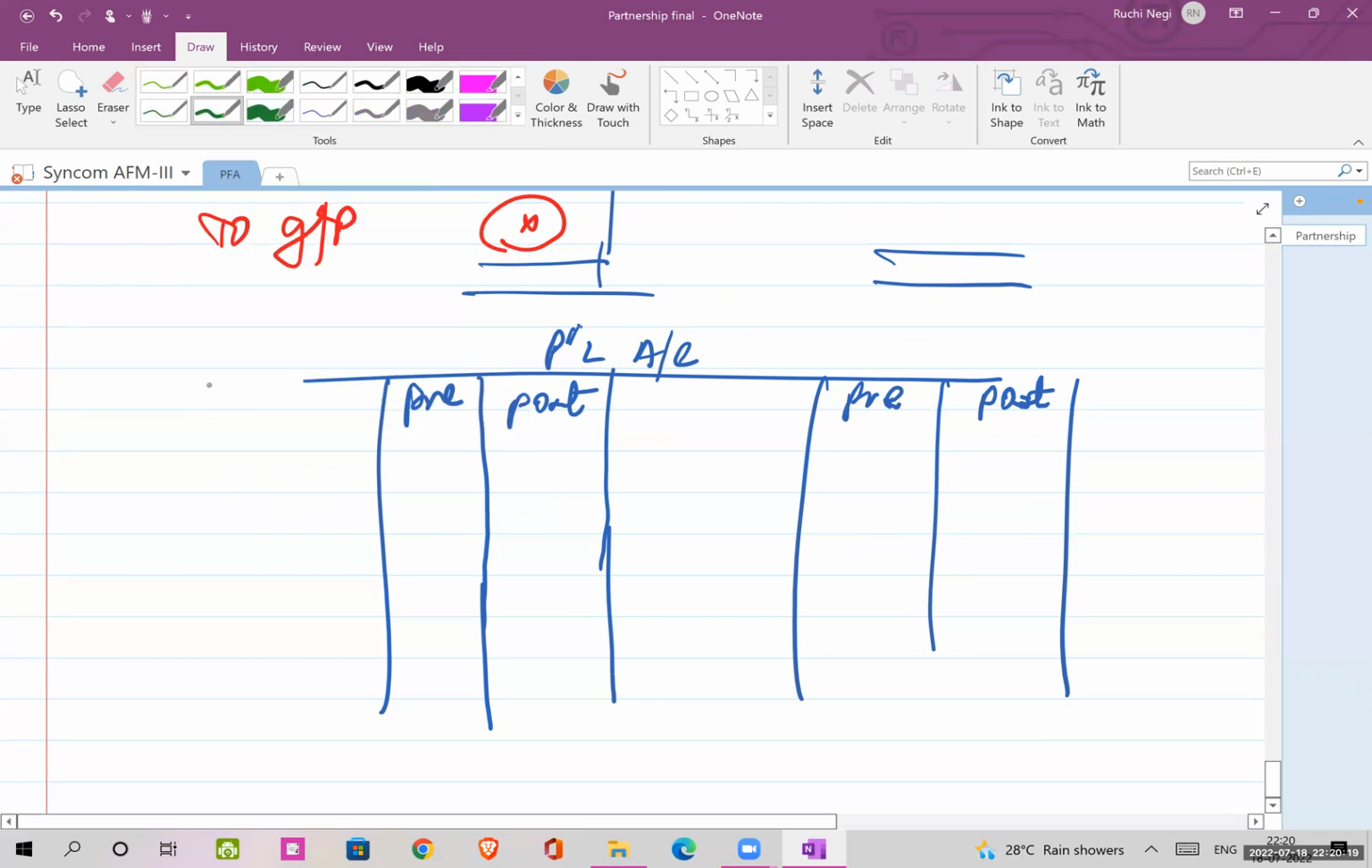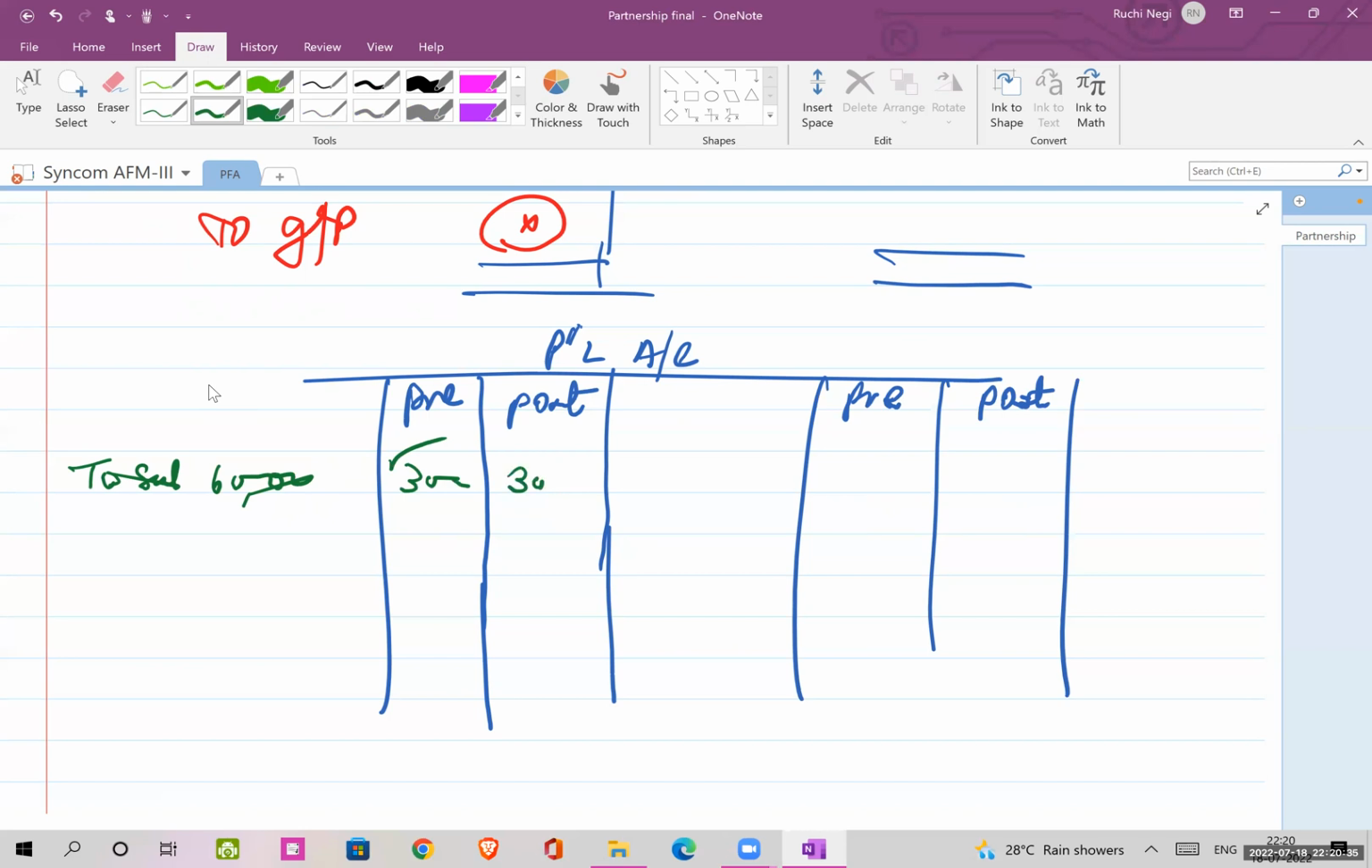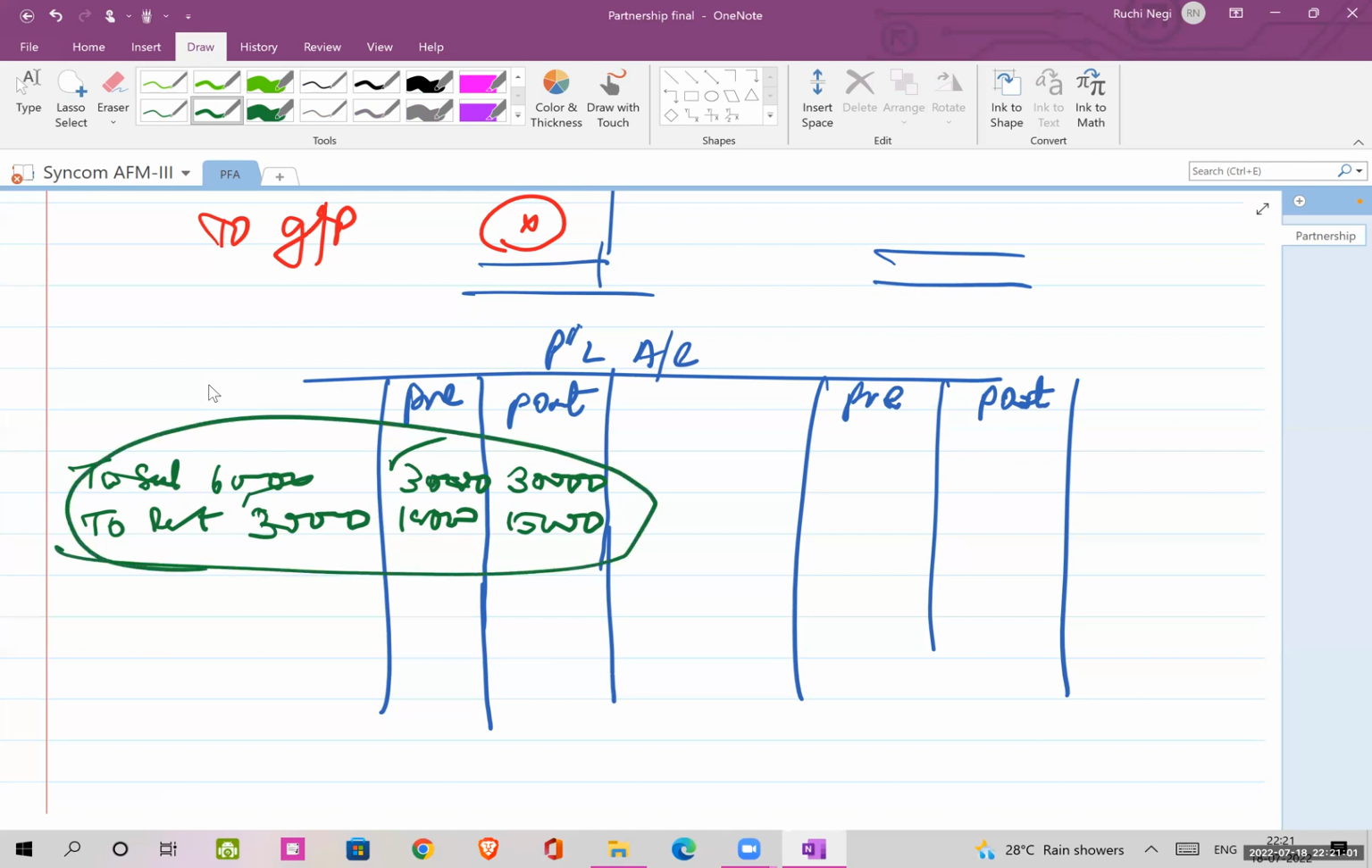What I'm trying to explain here is, say for example, I have salaries with me. Say my salaries are 60,000. So how will I show it? I will show 30,000 here and I will show 30,000 here. Okay, then say I have rent. Say my rent is 30,000. So I'm going to divide this as pre and post, 15,000 and 15,000. Okay, what I mean to say is your expenses will be distributed in time ratio.